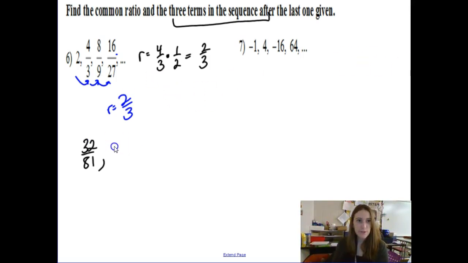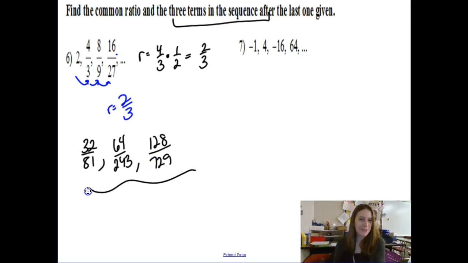64 over 243. You know, there is a definite pattern here. The problem is my powers are going to get kind of large. Like this is 3 to some power, and this is 2 to some power. So, what's that, 128 to, oh boy, I don't know. 729, totally. Alright, so there's the next three terms. Sorry about that. I can read.